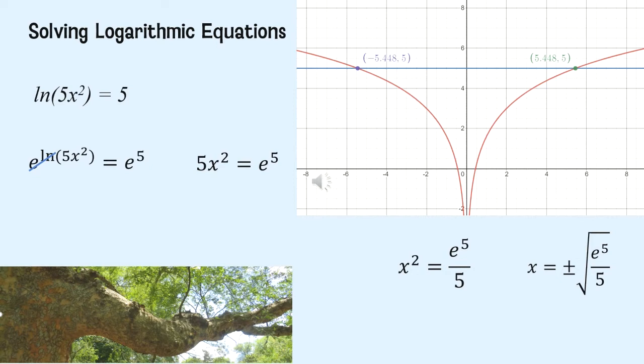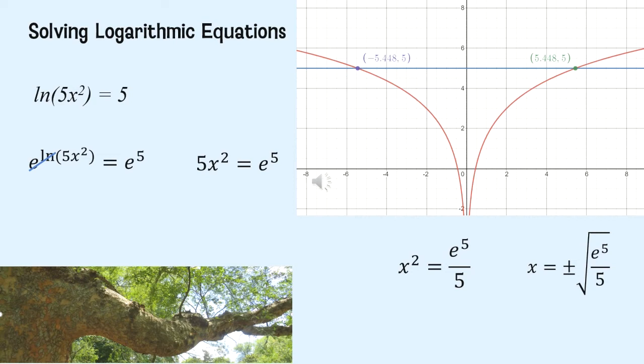Our first example is the natural log of 5x squared equals 5. Remember, natural log is log base e, and log functions are the inverses of exponential functions. So the very first thing we need to undo is this natural log function. So I need to plug the natural log function into an exponential function with base e. So I write down the expression e raised to the natural log of 5x squared. I am actually plugging natural log in as the exponent on an exponential function base e.